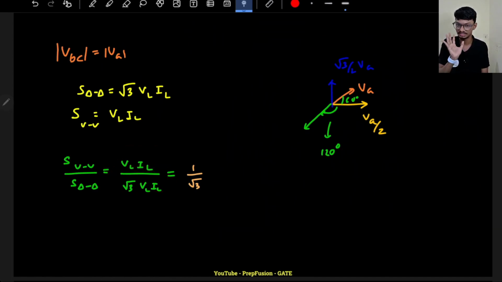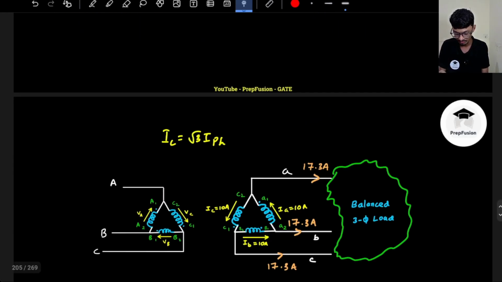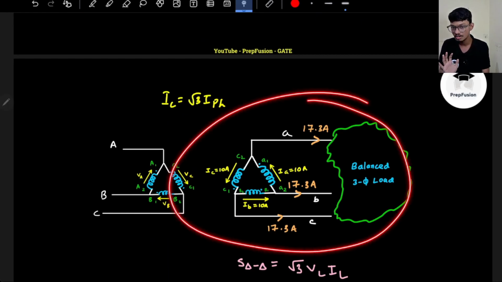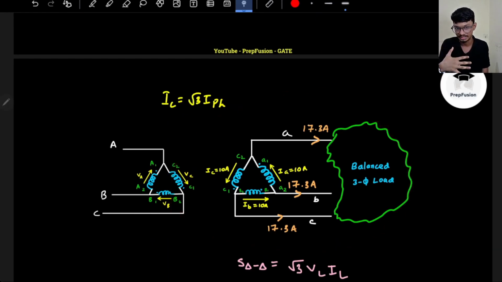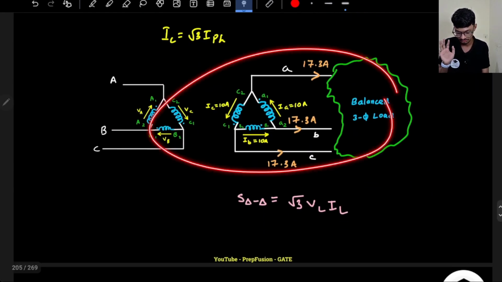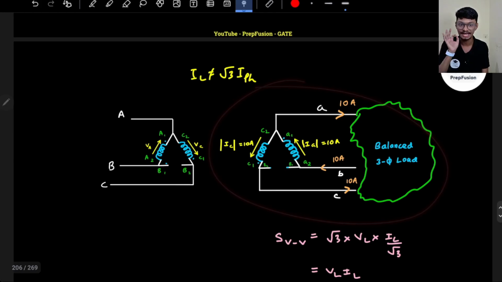I hope this is not confusing. I don't want to confuse you with the phasor diagram and all those things. That is a very lengthy derivation and is not required. Whatever conceptual understanding is required, I have told you. So in an interview, if someone asks you how it is 1 by root 3 times, or how it is 57.7% of the delta-delta connection, now I hope you can prove it to them. Just draw the circuits and prove it to them.